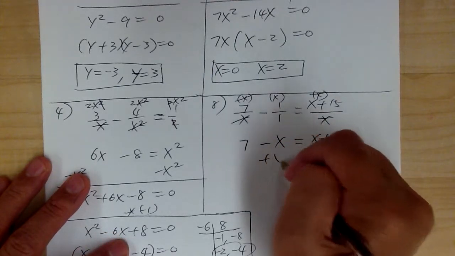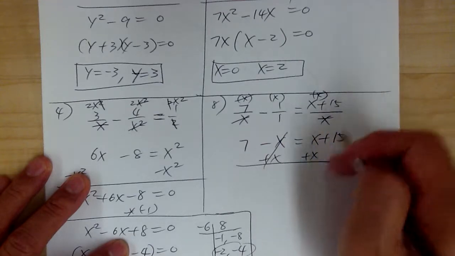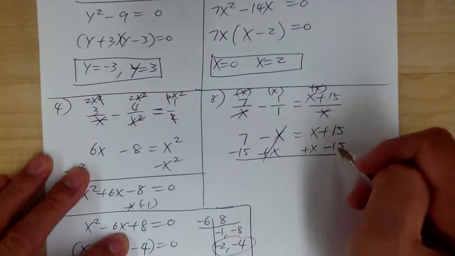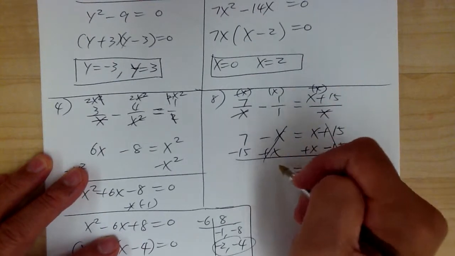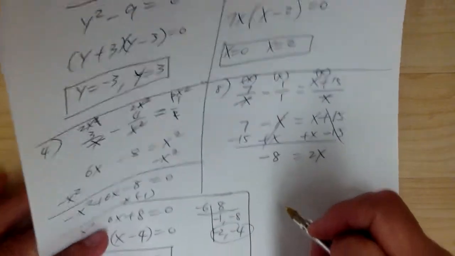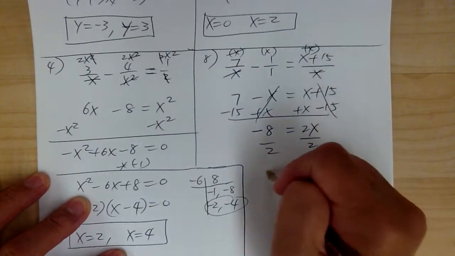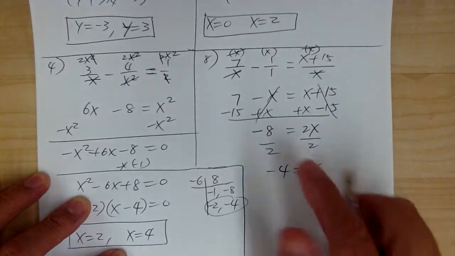Okay, so plus x on both sides. Since I have x on this side, I'm going to move the number to the other side. So minus 15, minus 15. Okay, so combining, 2x equal to negative 8. And divide by 2, so I get x equal to negative 4. Check for excluded value. 0 is no good, so this one is good.